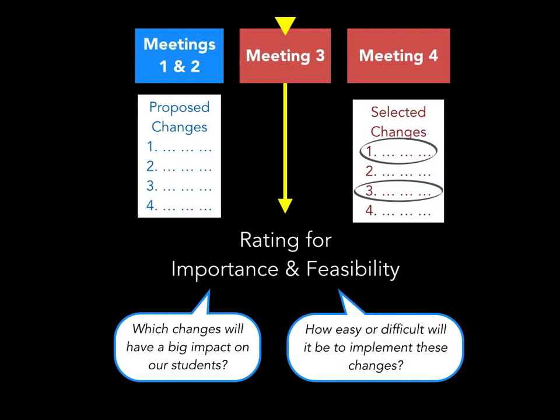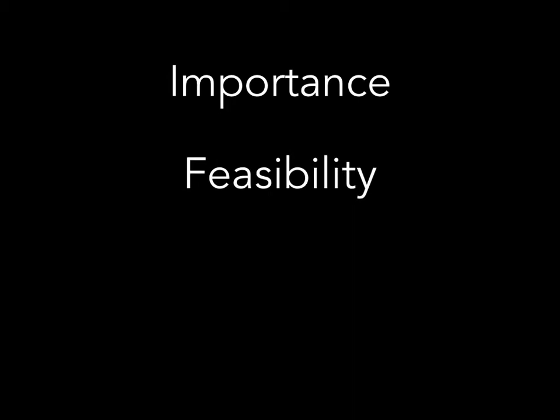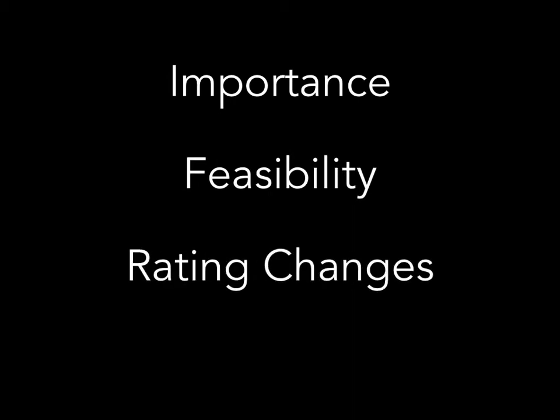Thinking about both of these factors will help us select changes that are both things we can accomplish and things that will make a big difference for students at our school. In this video, you will learn what importance and feasibility mean in terms of AIM and how to rate your proposed changes in a way that will help you select the right changes for your school.